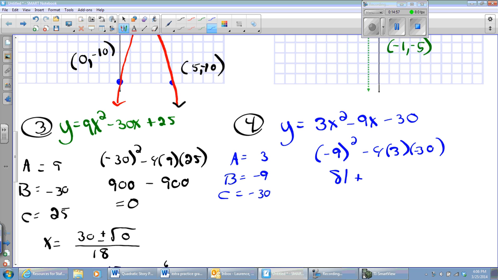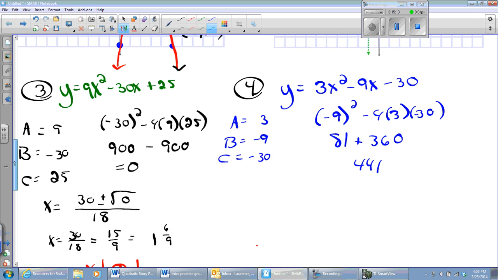81 plus 12 times 3 is 36, and then add the 0. And so I think that's going to be 441, which I believe is a perfect square. I want to say 21. I'm pretty sure about that, which means this could have been factored. Okay, but that's okay if you don't see the factoring.